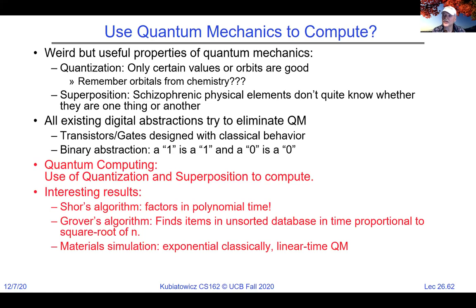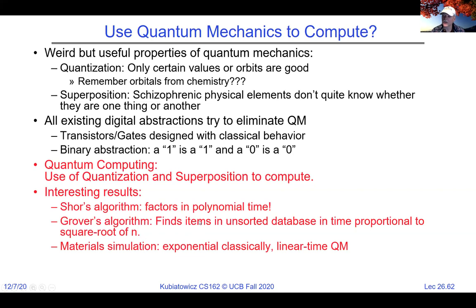Some interesting results, just to tell you quickly: for instance, Shor's factoring algorithm factors large numbers in polynomial time, even though the best known classical ones are sub-exponential in the number of bits. So if you could get Shor's algorithm running on a quantum computer, pretty much all RSA cryptography would be broken, because you could factor.